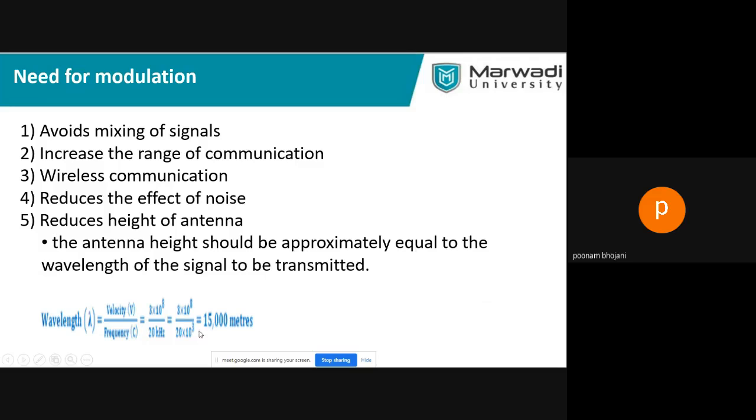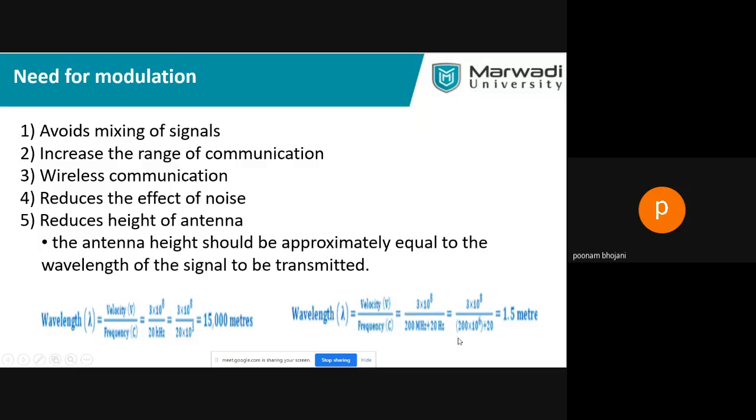And if it is the wavelength requirement, then what will be the antenna height? 15,000 divided by 4 is the height of the antenna required. The height of the antenna is in kilometers again. If you divide it by 4, 4 threes are 12, and 4 sevens are 28. So it is almost 3.7 kilometers, right? If it is 3.7 kilometers, then it will be very difficult to design for this wavelength.